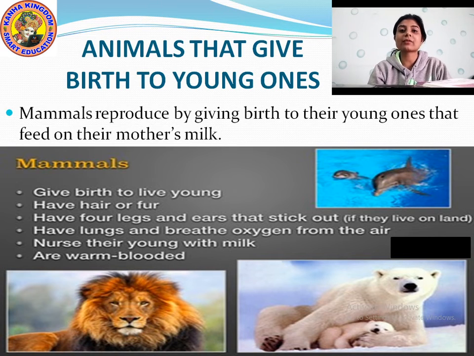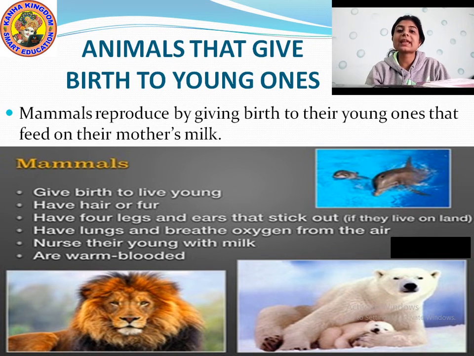If you are asked, write some characteristics of mammals, what will you write? The first point is that they give birth to their young ones. They do not lay eggs. The second one is they have hair or fur on their skin. Then they have 4 legs and ears that stick out.